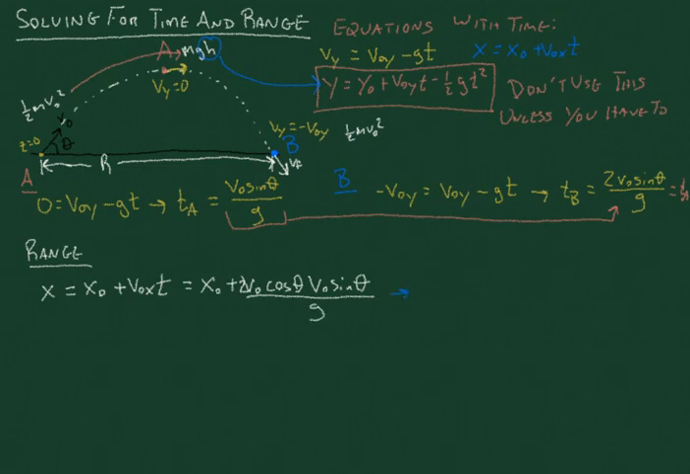So in other words, x minus x0, if we call x0 this initial point here, is going to equal the range, which is going to be 2 v0 squared sine theta cosine theta over g. Okay? And so this tells us the distance. This is the equation for how far we're going to travel.